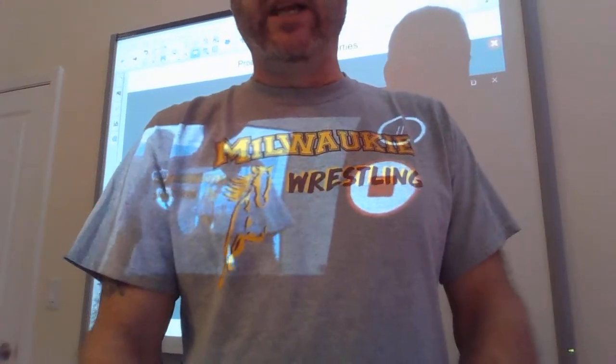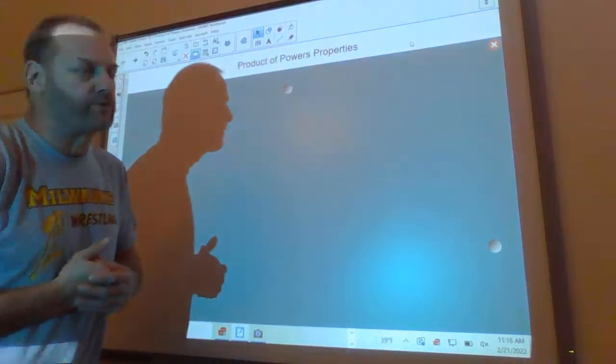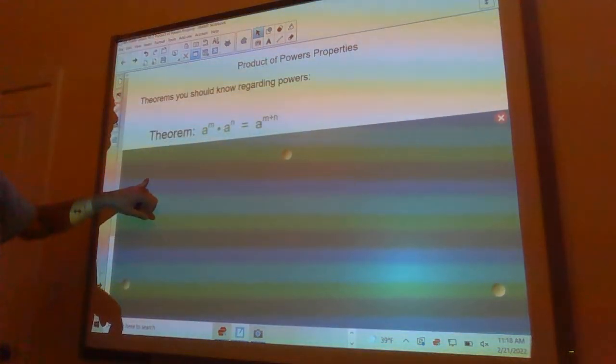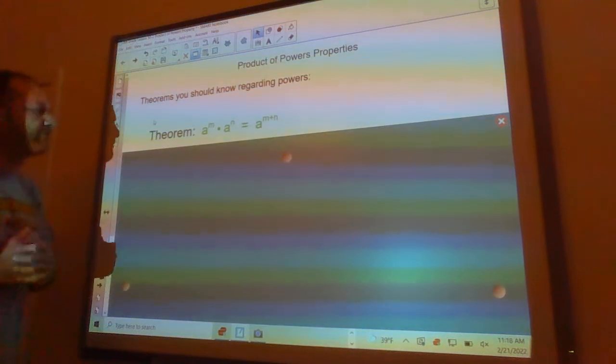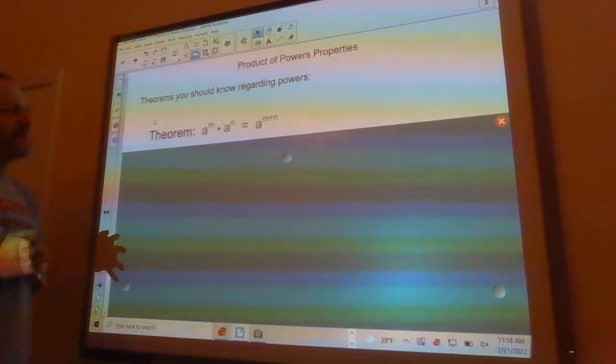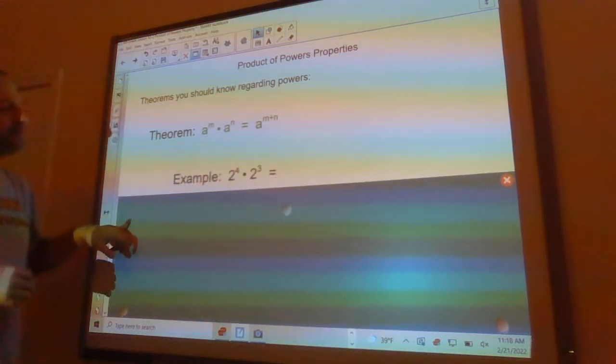Hello everybody, today we're going to talk about product of powers properties. There's a couple theorems you should know regarding powers. The first one: a to the m times a to the n is a to the m plus n power. Now how does this work?